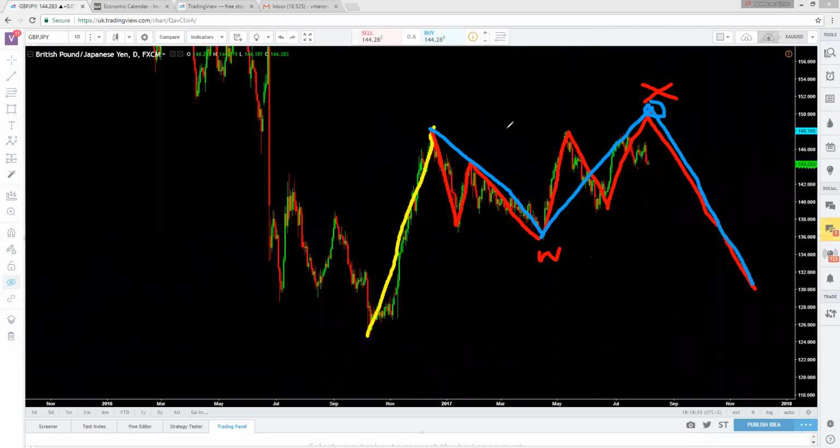And then we will complete this blue pattern, which may look like, if it breaks this top here, then this will possibly be a running flat or an expanding flat. Okay, so we need to see whether it's going to break the top here or not. If it doesn't break the top, it will possibly be a regular flat. But we know what we are looking for.